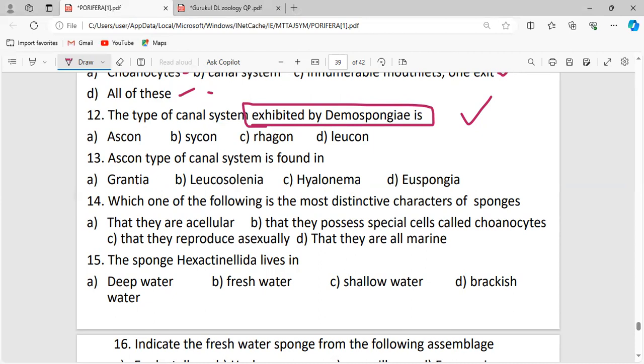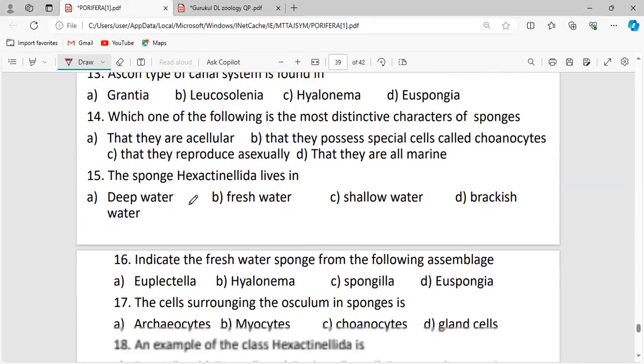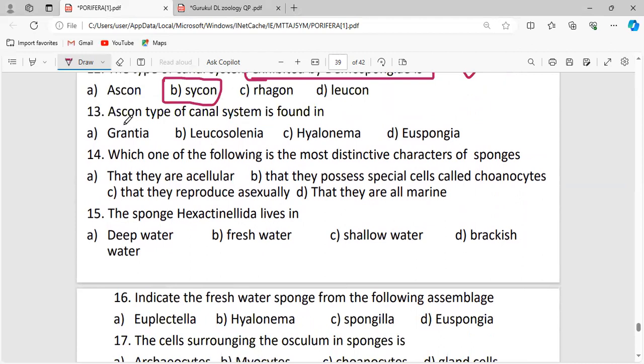Any guesses? Is it so? No, it is Sycon. Okay, Sycon type of canal system is exhibited by the Desmospongiae. Just remember, okay? No worries. Ascon type of canal system is found in.